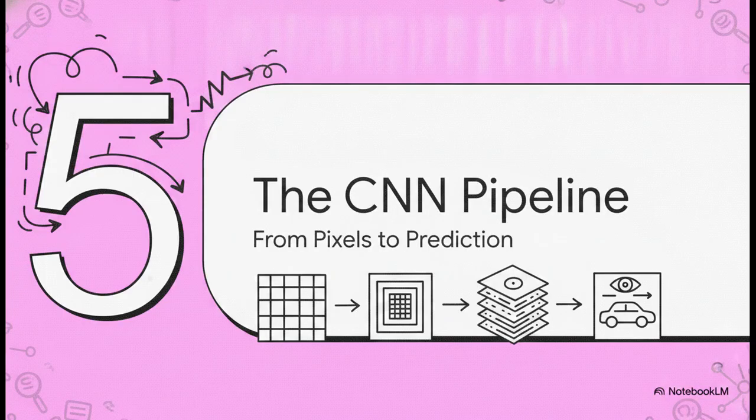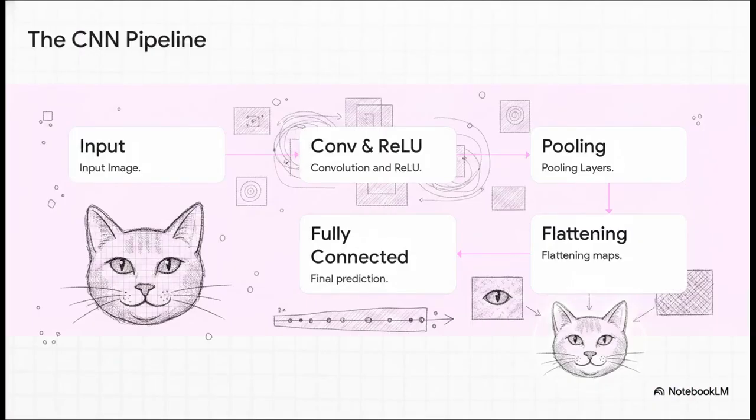Part 5. The complete CNN pipeline. Time to put all these puzzle pieces together. So let's trace exactly how an image flows from just raw pixels all the way through feature extraction and finally into a fully connected layer to make an intelligent prediction.